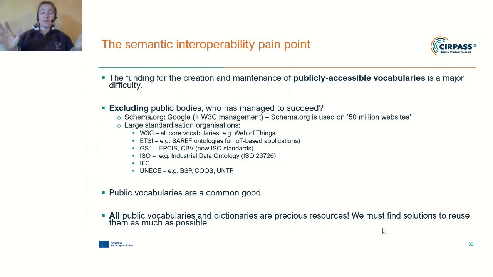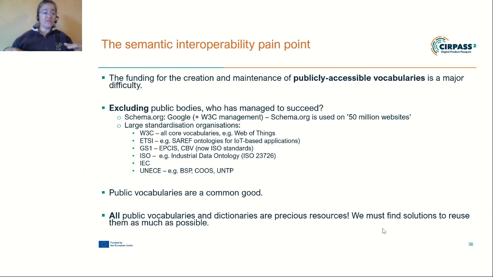So, summarizing a little bit, semantic interoperability is costly. Let's not try to avoid this point. It's very costly. It's costly because you have to create and maintain these vocabularies, and that's a major difficulty. So, if we exclude public bodies like the European Commission, who has actually managed to succeed in building these vocabularies, well, you have schema.org, which is managed by Google and W3C, and it's very widely used. So we could say that this is a success.